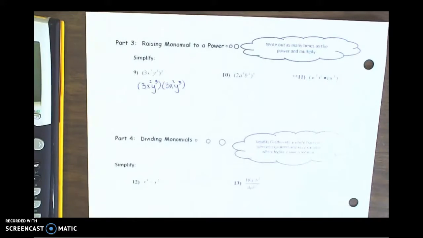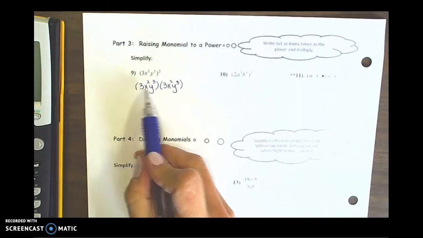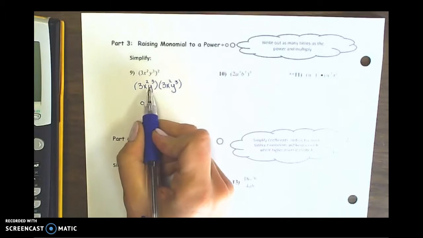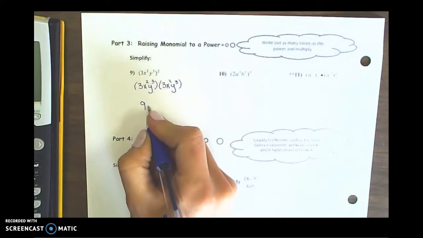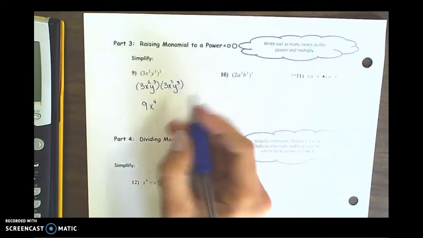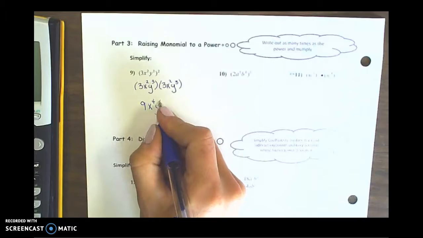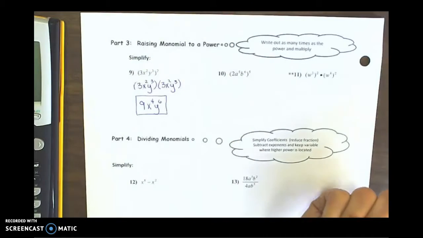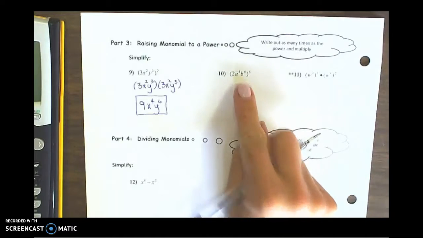Now we're going to follow the same rules as we just did for multiplication. So we're going to multiply. 3 times 3 is 9. X to the second, x to the second gives me x to the 4. And y to the third, y to the third gives me y to the 6th. And you've just raised the monomial to a power.